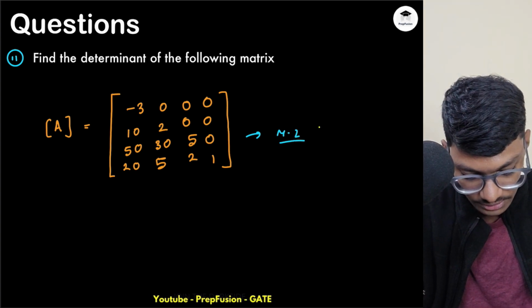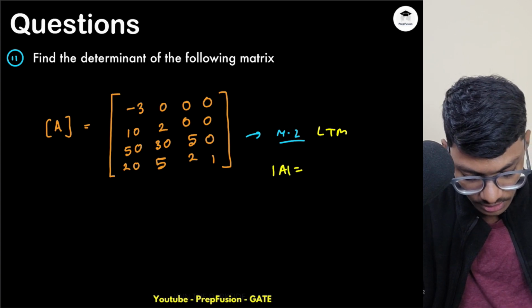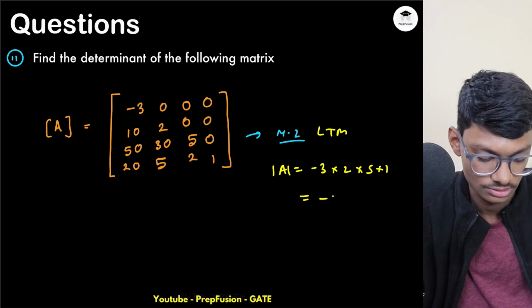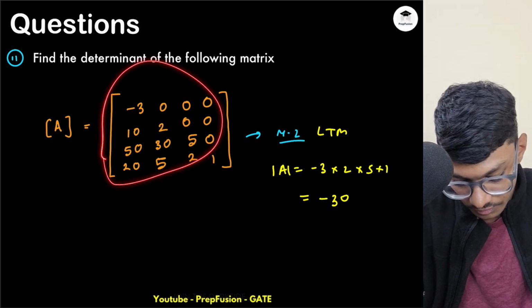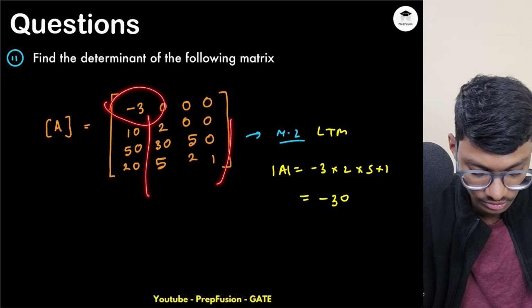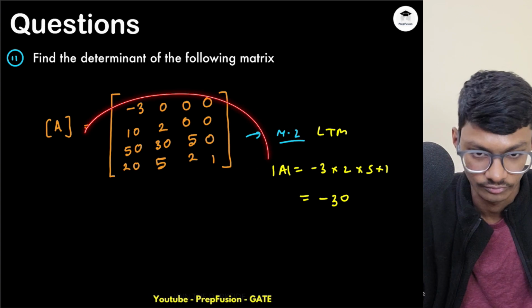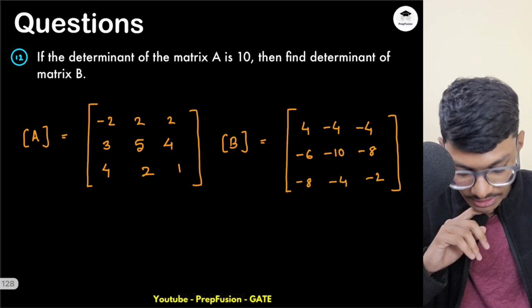For a lower triangular matrix, simply the determinant of A will be minus 3 into 2 into 5 into 1, which is minus 6 into 5, which is minus 30. Okay, so the answer will be minus 30. You can solve it using the lengthy method. Basically you break it down along the first row, so minus 3 into the determinant of this, then 2 into the determinant of this, into 5 into the determinant of this, only 5, 1 only. So yeah, very simple. You just multiply the diagonal elements. So yeah, that is it for this question.